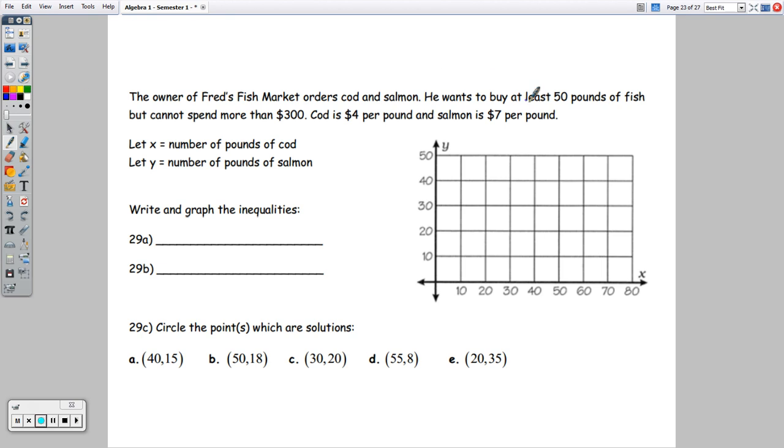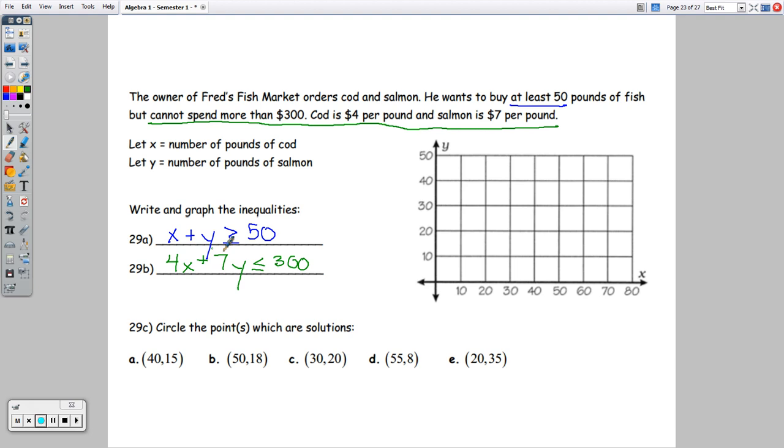So I'll color code a little bit here again. X is the number of pounds of cod, Y is the number of pounds of salmon. He wants to buy at least 50 pounds of fish, so we know that X plus Y would have to be greater than or equal to 50. For the other part, he cannot spend more than $300, and cod is $4 a pound, salmon is $7 a pound. So we would say cod, 4x, plus the salmon, 7y, would have to be less than or equal to 300.